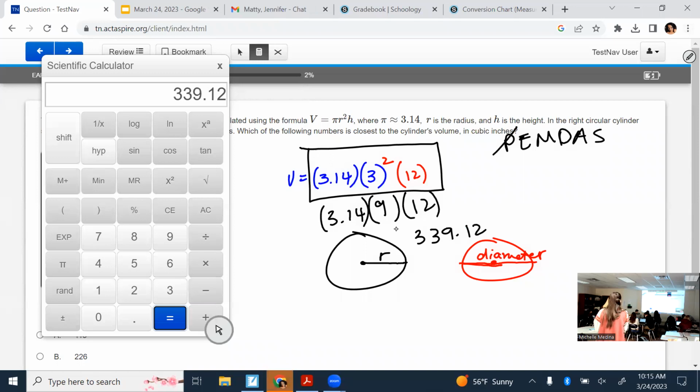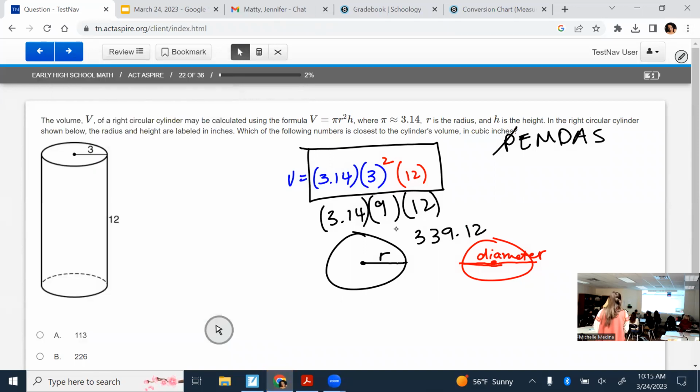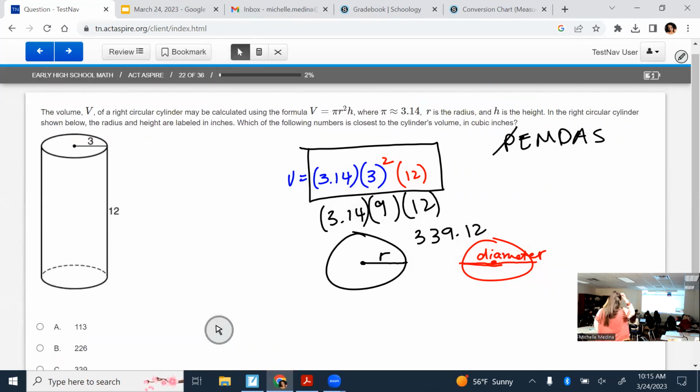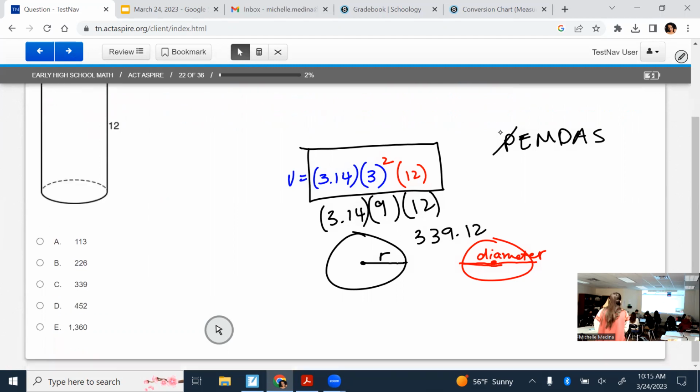339.12. Let's see what answer, because it said what answer is the closest in cubic inches. And let me just make sure they gave it to us in inches. Okay, great. Which one's closest? C. Was that the answer I said it was? Yeah. Okay, great. Questions on this one? Questions on others?